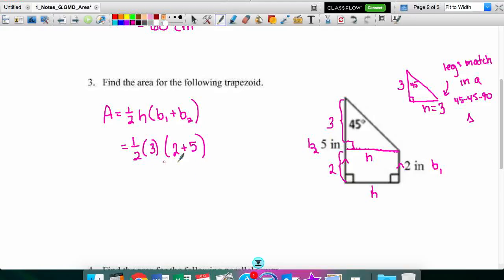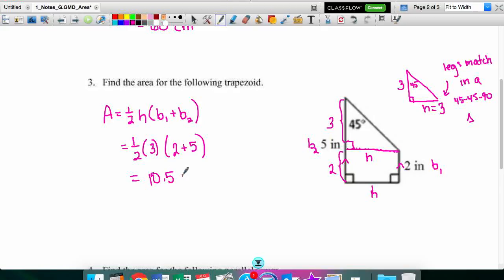When you're calculating this, be sure that you add the 2 and the 5 together before you multiply the 3 and the 1/2. Or if you have a scientific calculator that will do your order of operations, be sure to put those parentheses in there so it combines those first. In doing this, you'll actually get 21/2 or 10.5 in your calculation.